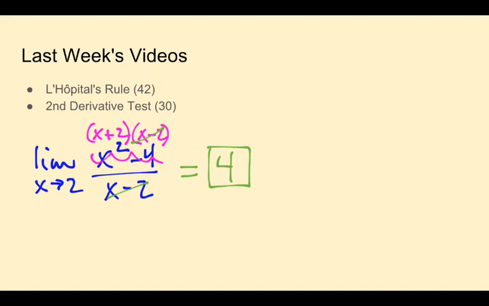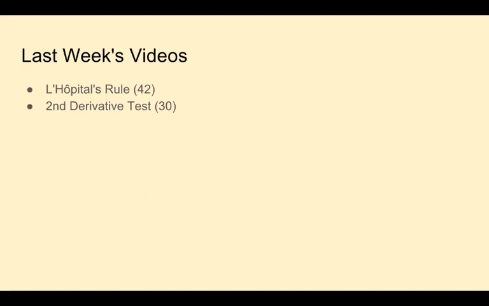So the second derivative test. Okay, so we're talking about not just the second derivative, but the second derivative test, which is a tool that we use to determine if a function has local extrema. All right, so we use this to find local maximums and local minimums.